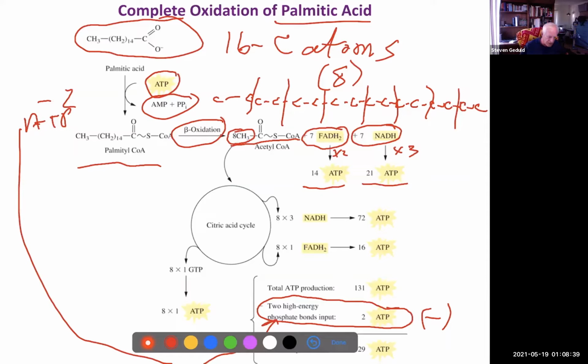Okay, so for every spin of the citric acid cycle, we produce 3 NADHs, 1 FADH2, and 1 GTP, just like we had in the picture before. And the NADHs, we're going to go through 8 times, so we're going to produce 24 of them. The FADH2s, we're going through 8 times, we're going to produce 8 of them. And the GTPs, we're going to produce 8 of them.